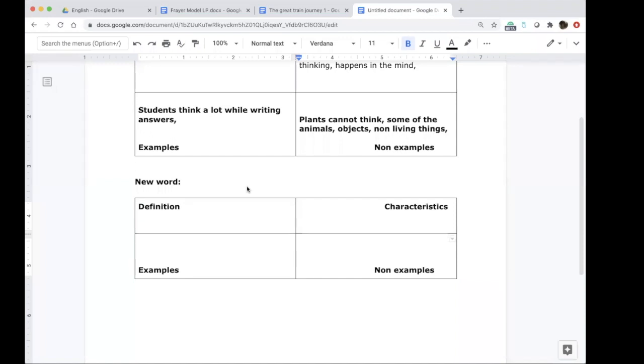Very good question. Any other questions before we move on? No questions, sir. Okay. Can someone else do the Frayer's model for any other word? Someone who hasn't spoken so far.